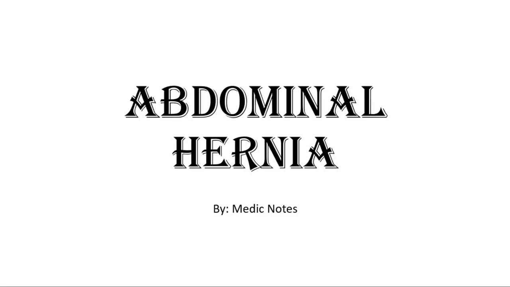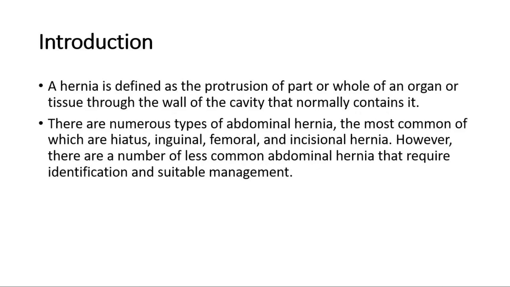This video is on types of abdominal hernias. A hernia is defined as the protrusion of part or whole of an organ or tissue through the wall of the cavity that normally contains it. There are numerous types of abdominal hernia, the most common of which are hiatus, inguinal, femoral, and incisional hernia.